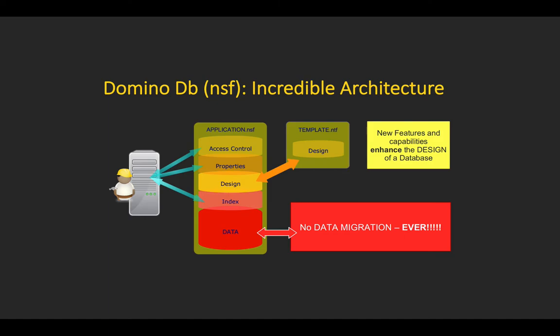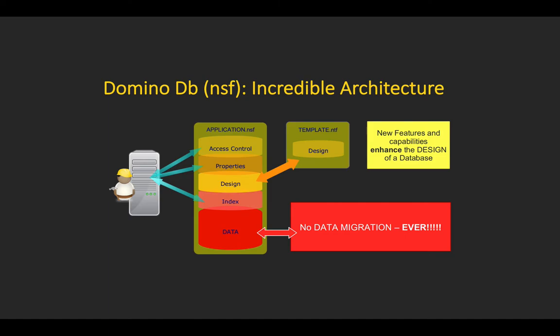So if you want to see it in a sort of scheme, well, this is the scheme. There you have your Domino database, the NSF file, which has an incredible architecture. At the bottom you have your data, and your data is stored in the NSF file. On top of that, you can create an index, and then you have your design. The design is only a part of your application in the NSF. So you also have your properties, and then you have the access control list.